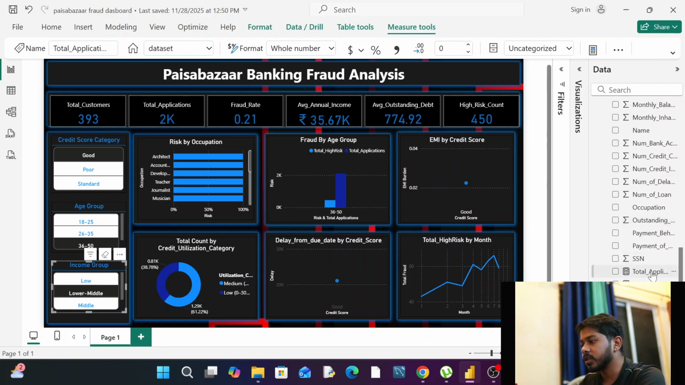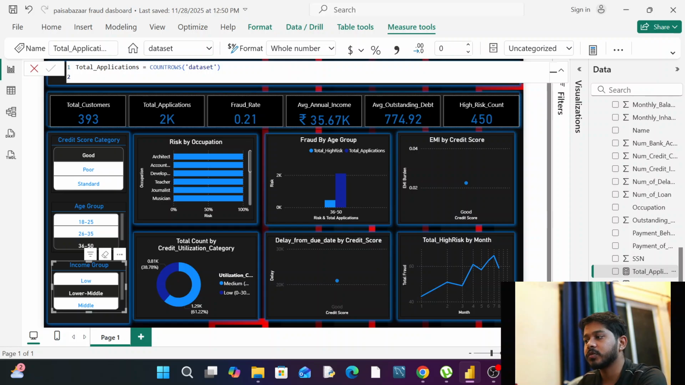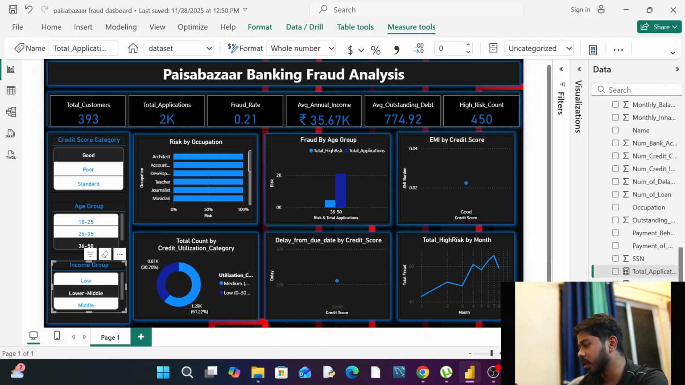Okay. The next was total applicants. In the total applicants, we just took the total number of count of rows from the data set, from any column. We took the count of rows to get the total applicants.